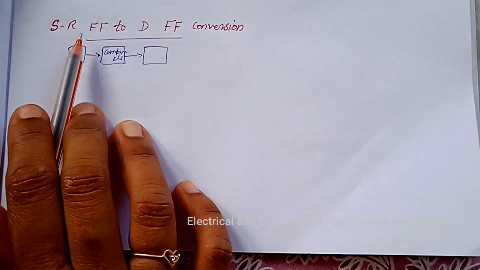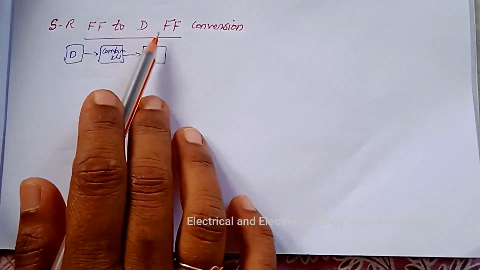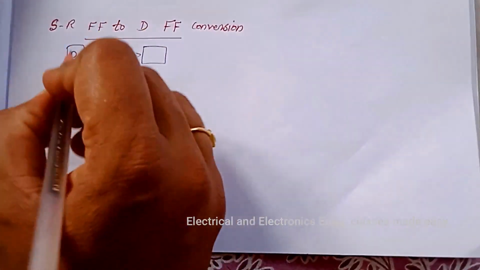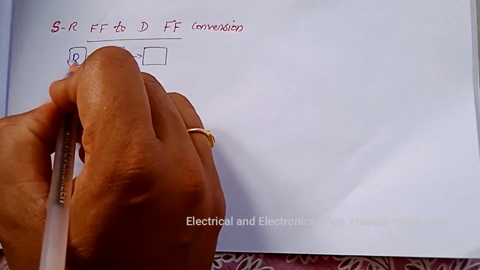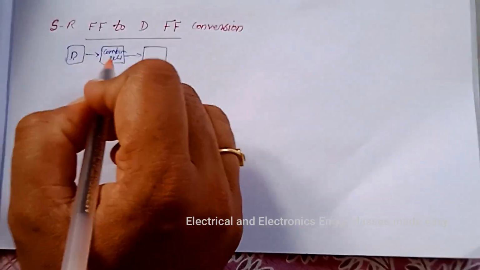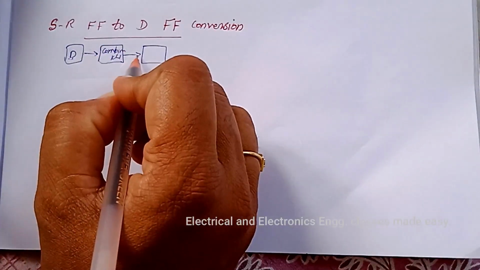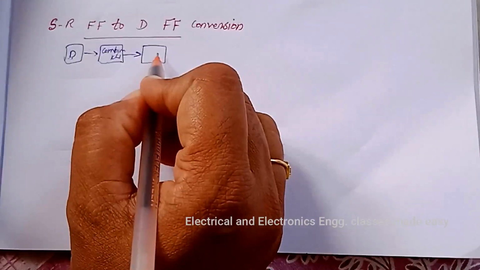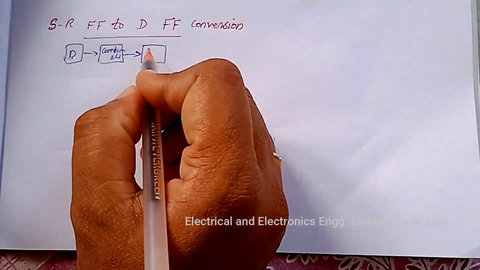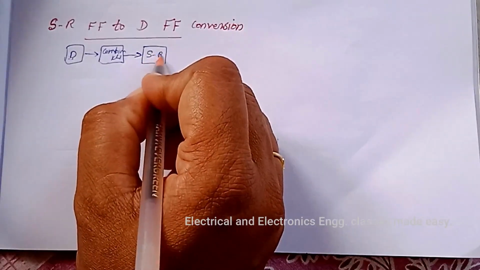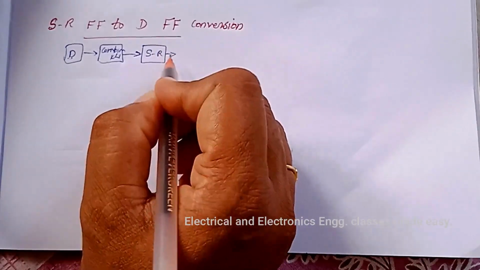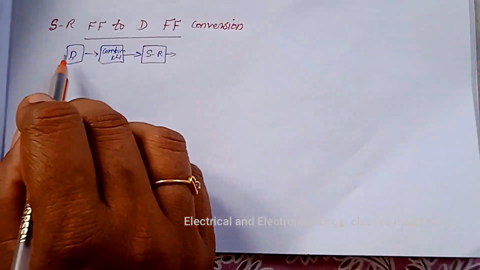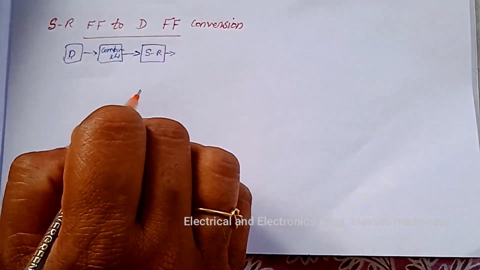Let us study about the SR flip-flop to D flip-flop conversion. So here D flip-flop is the required flip-flop and that input is given to a combinational circuit and whose output is given to the actual flip-flop. Here actual flip-flop is SR flip-flop and this SR flip-flop's output is the required flip-flop's output.